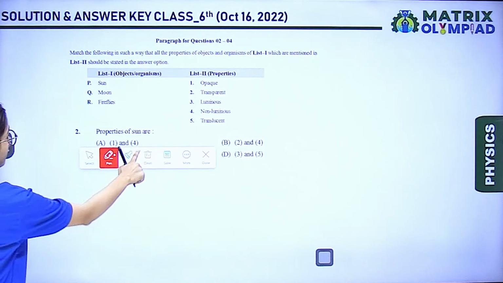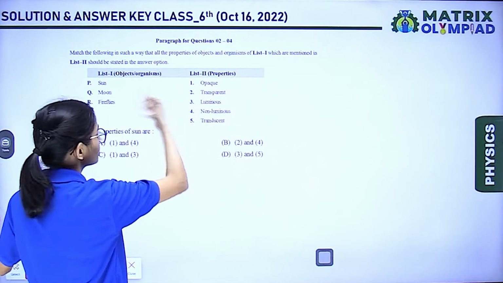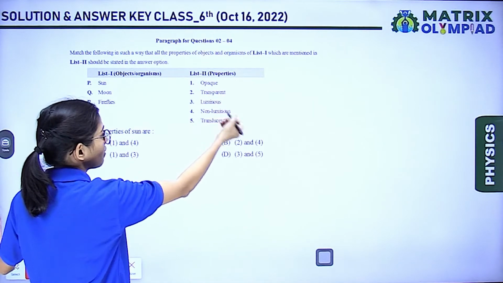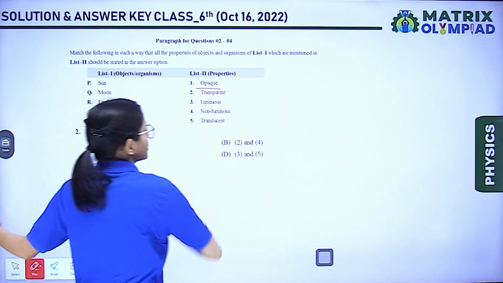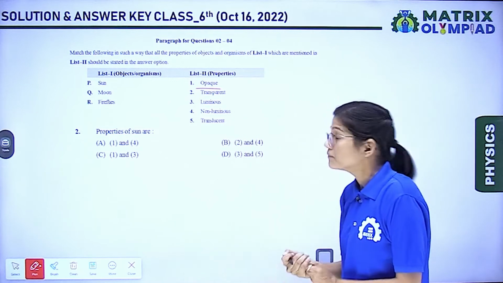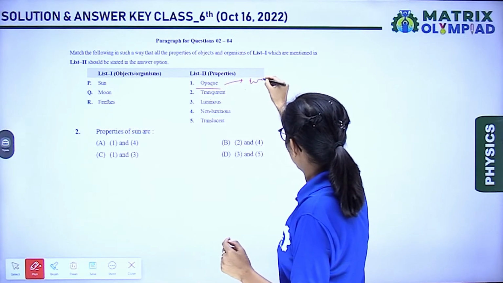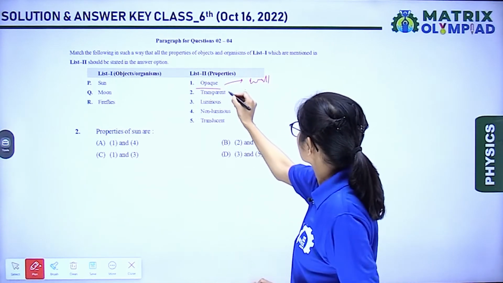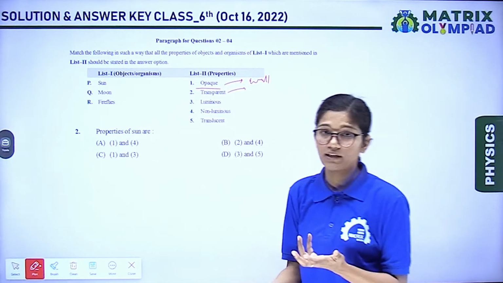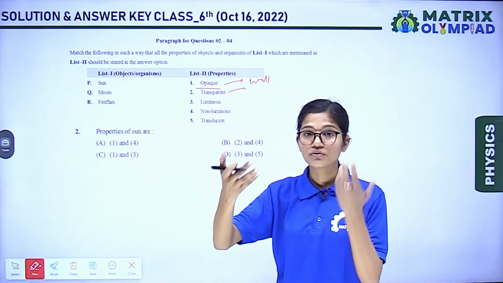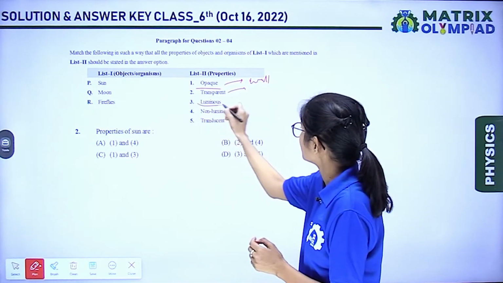If I'm talking about question number two, it is about the sun, moon and fireflies, and there are some properties of these objects like opaque, transparent, luminous, non-luminous, translucent. Okay, one by one we will discuss. Opaque objects are those objects which do not allow light to pass through them, like a wall. Transparent objects are those objects that allow light to pass through them, like my glasses, and that's why you are able to see my eyes.